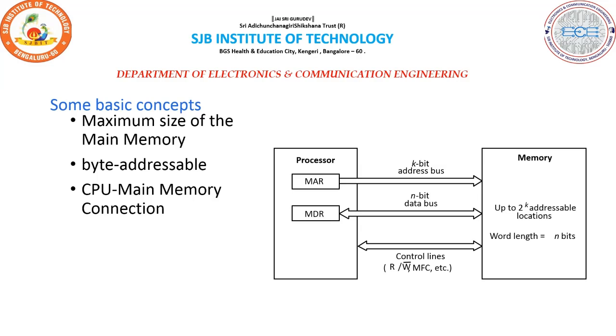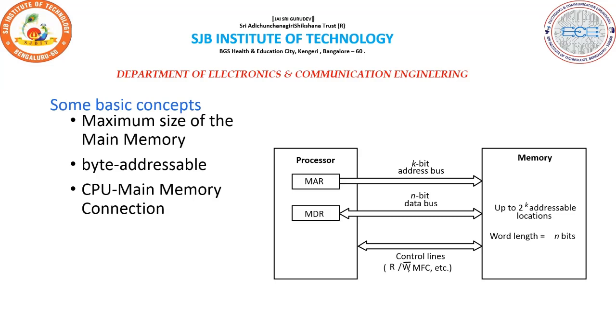You are able to see the figure. The processor has two registers: one is MAR, the other is MDR. MAR is the memory address register, and MDR is the memory data register. If the memory address register is k bits long and the MDR is n bits long, depending on the processor, the address bus need not be equivalent to the data bus. So the data bus and address bus may vary depending on the configuration of the processor.